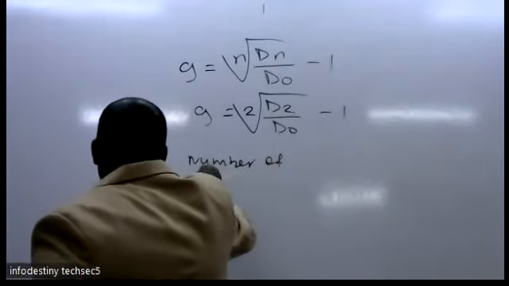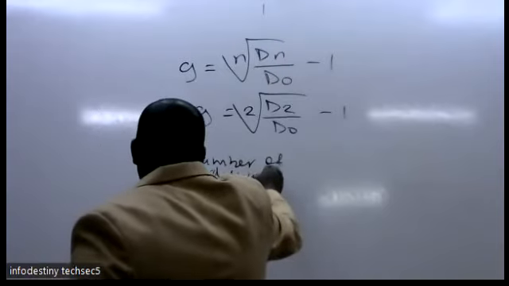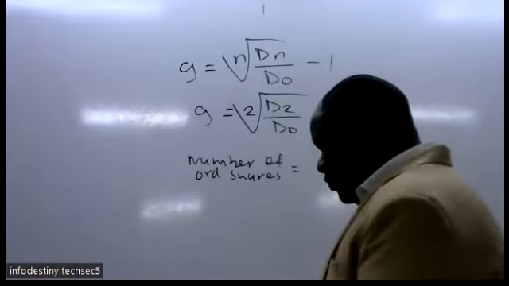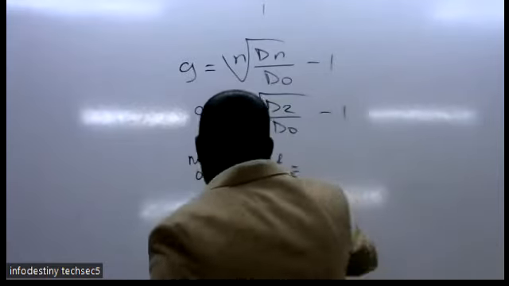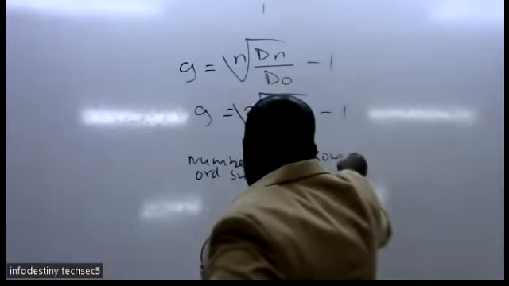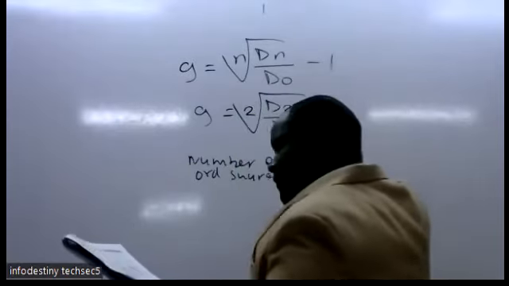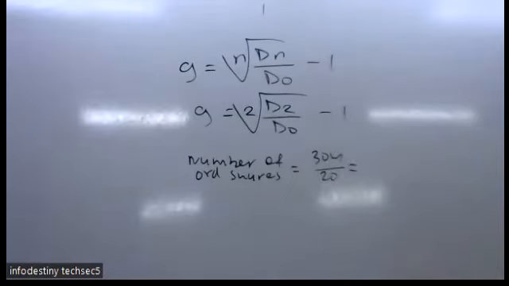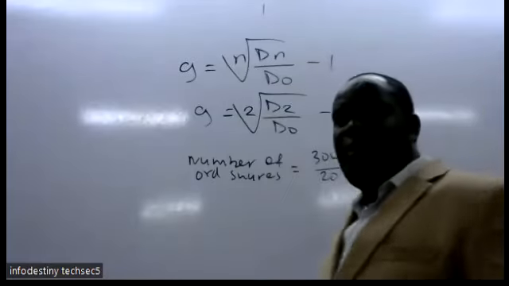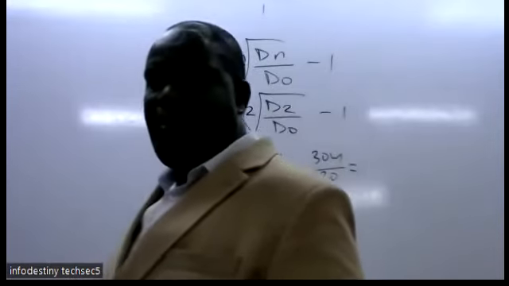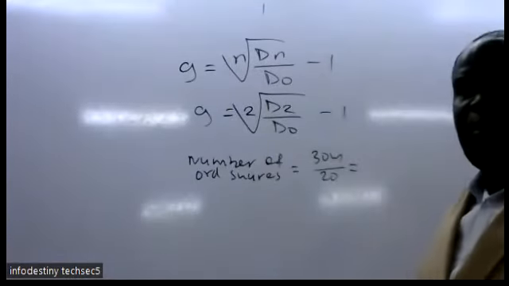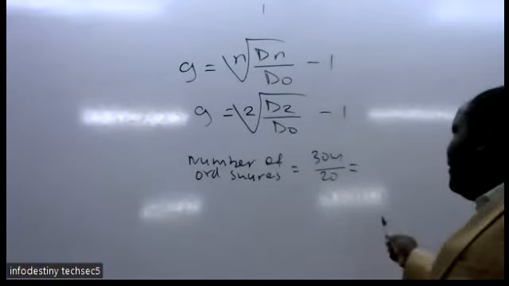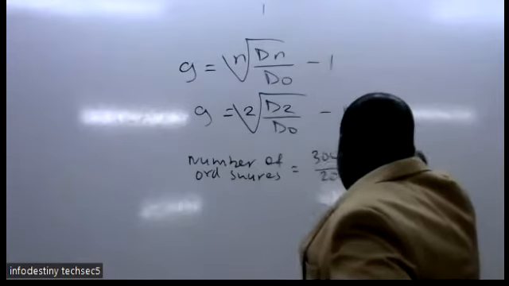So to compute the number of the ordinary shares, the number of ordinary shares will be equal to 30 million. You can see the par value is what? 20. So you take the 30 million divided by 20 so that we come up with the number of the ordinary shares. There are how many ordinary shares? It will be 1.5 million.